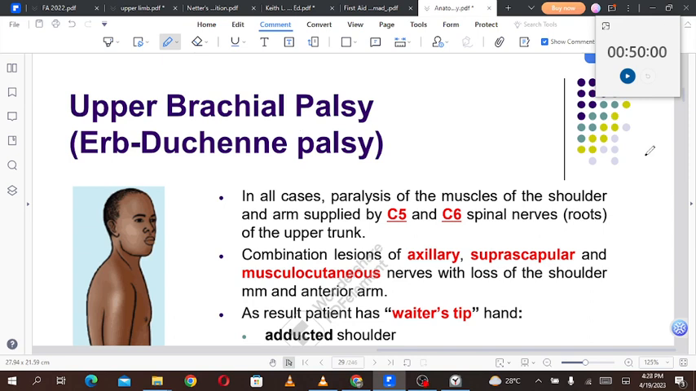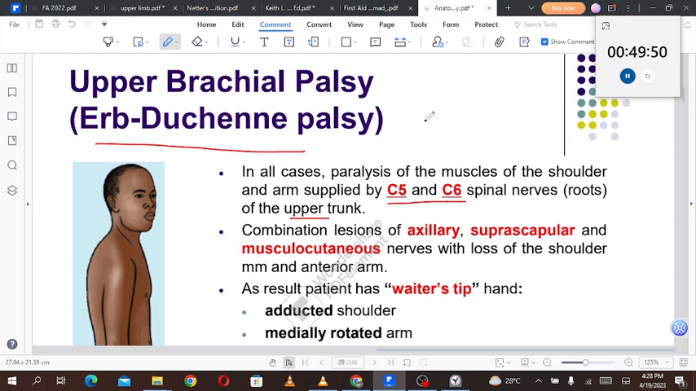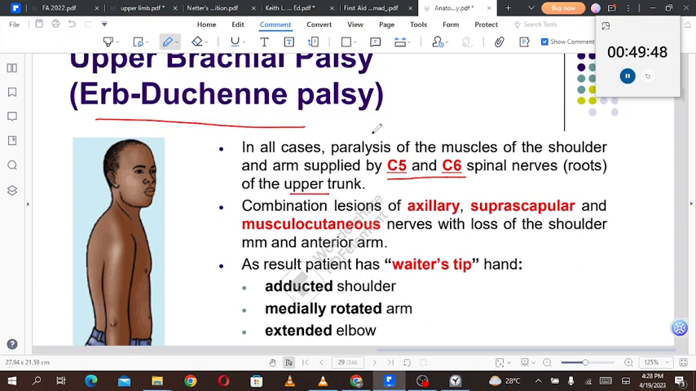So let's continue from where we left last time. We were talking about the brachial plexus injuries. So upper brachial plexus or the Erb Duchenne palsy. So what happens in Erb Duchenne palsy is that in all cases, paralysis of the muscle of the shoulder and the arm supplied by C5 and C6 spinal roots of the upper trunk. So that is happening in the upper brachial palsy.